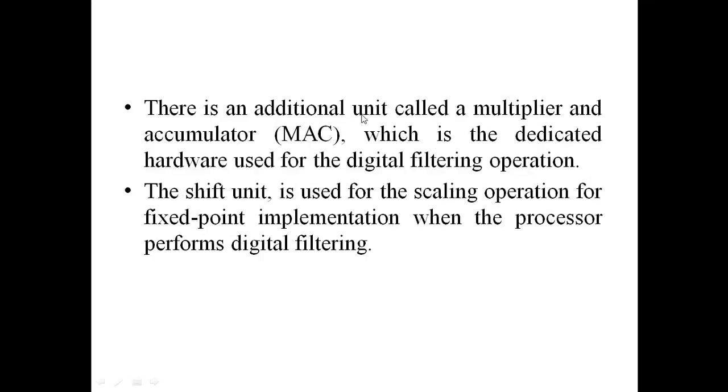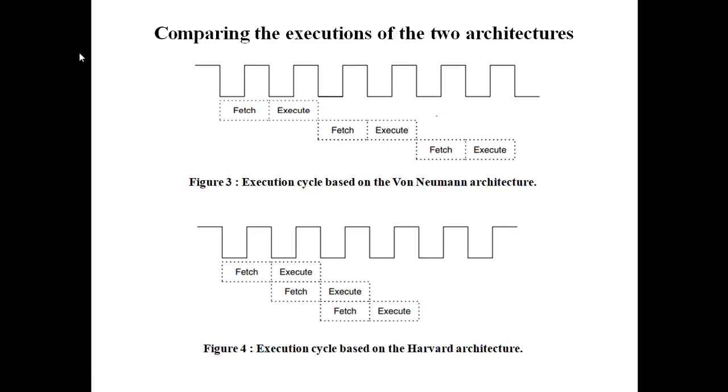Now there is an additional unit called the multiplier and accumulator, the MAC unit, which is dedicated hardware used for the digital filtering operation. And the shift unit is used for the scaling operation for fixed point implementation when the processor performs digital filtering. In this slide, we'll be comparing executions of the two architectures.